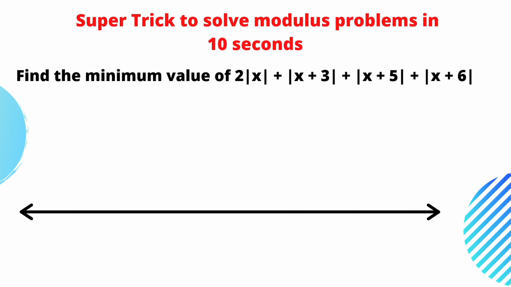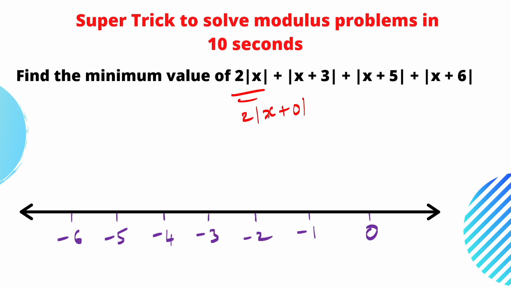Let us solve this. Find the minimum value of 2 into modulus of x plus modulus of x plus 3, modulus of x plus 5 and modulus of x plus 6. So what is meant by 2 into modulus of x? We can write 2 into modulus of x plus 0, which is equal to 2 into modulus of x. So at 0 there are two persons. So A and B are at 0. You can assume any of their friends as well. Where is C? C is at minus 3. D is at minus 5 and E is at minus 6.